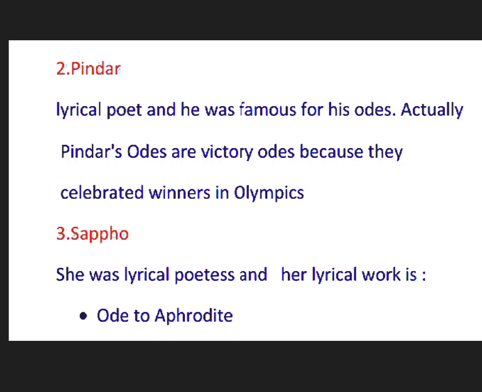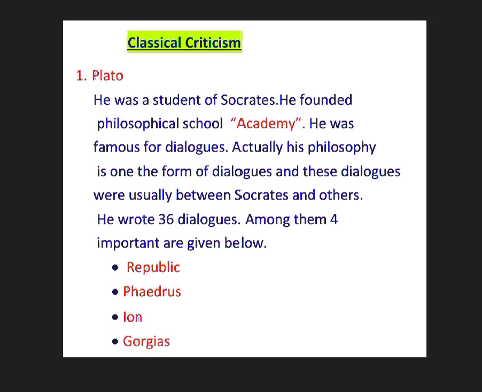The next is Pindar. Pindar was a lyrical poet, and he was famous for his odes. His odes are called victory odes because they celebrate winners in the Olympics. So always remember that he was a lyrical poet, and his odes are very important. The third one is Sappho. Sappho was a lyrical poetess, and her poetical work is Ode to Aphrodite, her lyrical work.